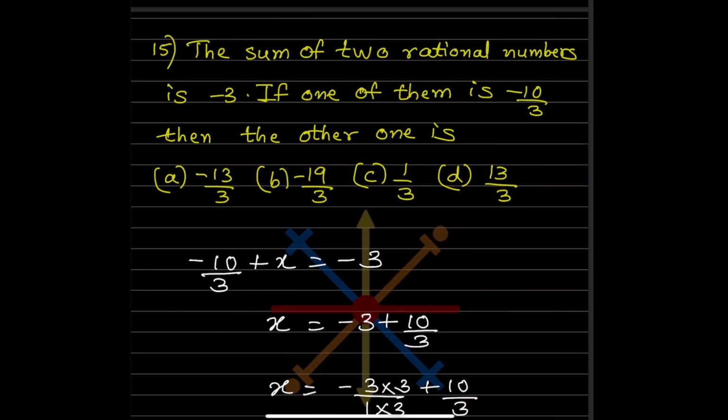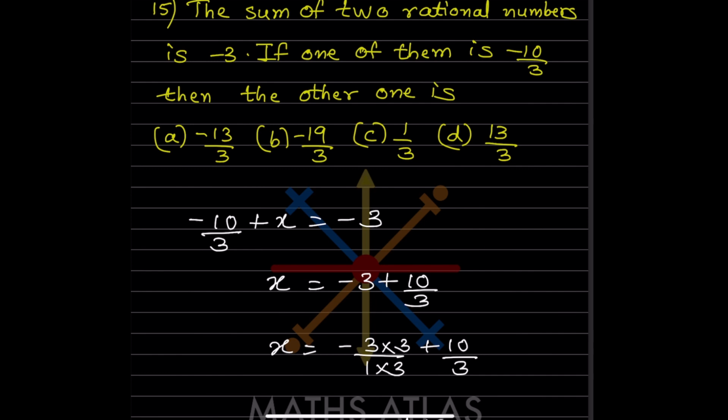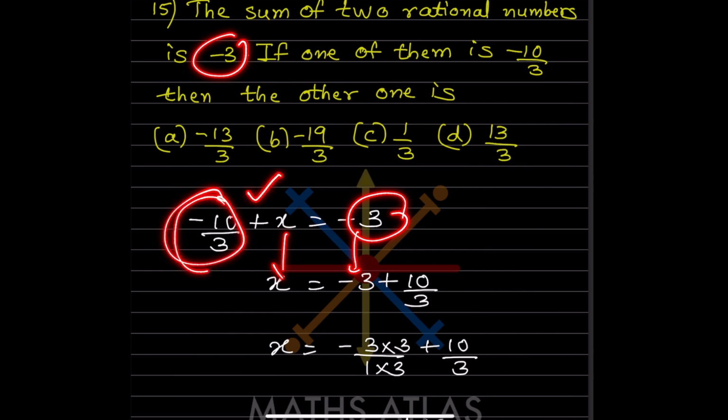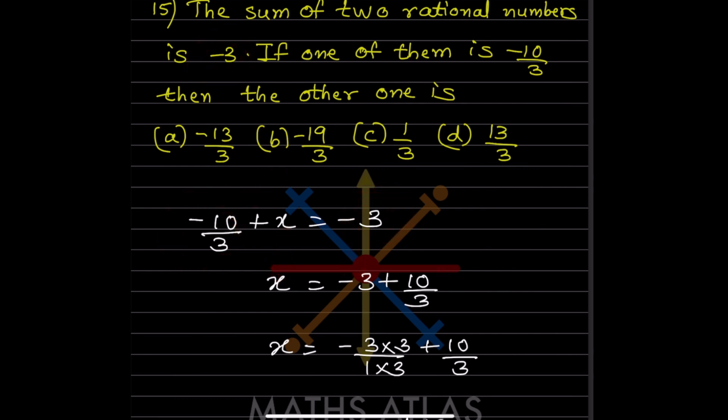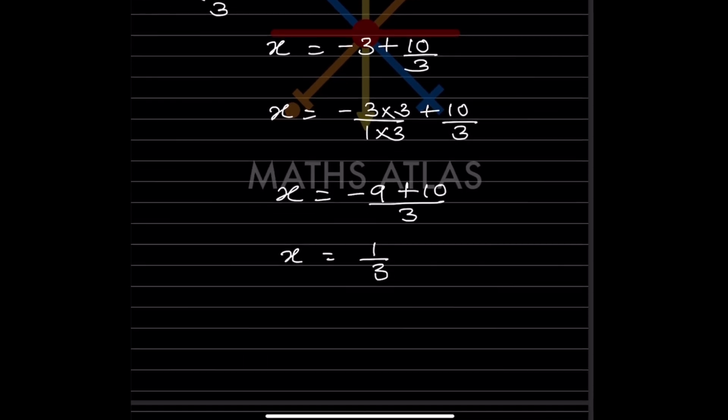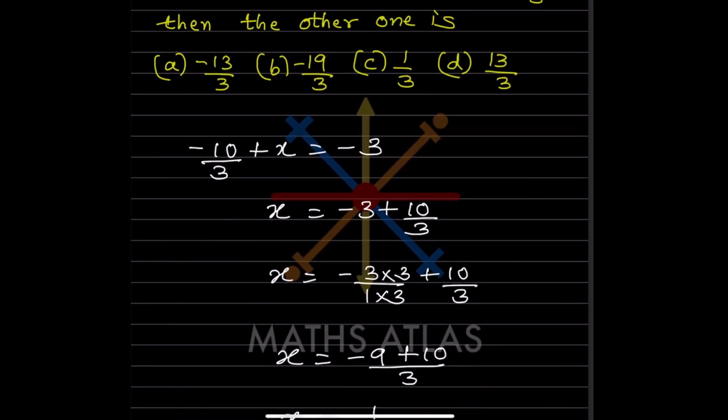Now here again the sum is given. Many problems of the same type are repeated. If one number is given as minus 10 by 3, and we have to take the sum, it means we are going to add. This number will go on the other side, only the sign is going to change. That will be 10 by 3 plus 10 by 3. So the answer is 1 by 3. You can put here 1 by 3.